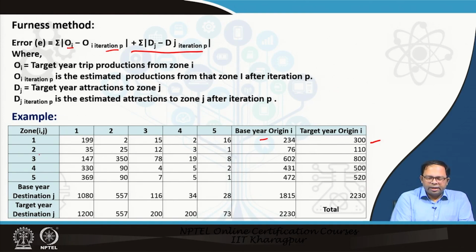So over here we get the data set for this, zone i and j. There are 5 zones. This is the total number of trips going from one zone to another. Total base year origins is the summation of all the rows. This is a summation of all the columns. This is base year destinations. So we get the target year destinations and target year origins over here. The total number of trips in the target year is 2230. Right now it is 1815.